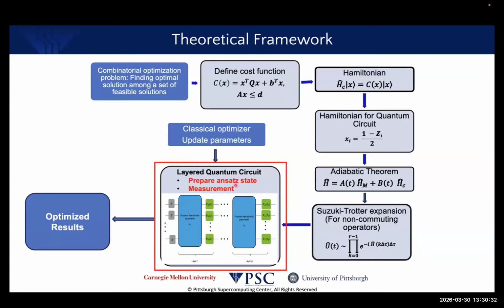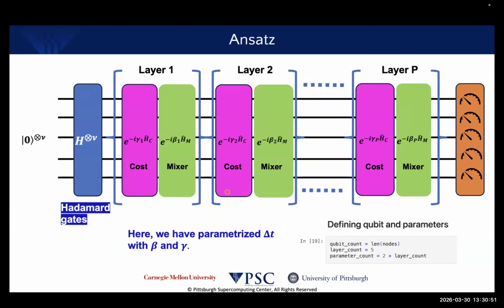Basically in this circuit, we will prepare our N-qubit state, and then we perform the measurement on that state. We will calculate the expectation value of the cost Hamiltonian, compare whether it is in the ground state or not, and then update parameters using a classical optimizer. So this is what it looks like. We start from the initial state with all qubits in the zero state. Then we apply a Hadamard gate to all the qubits to prepare an equal superposition of the zero and one states. This is the initial state, and also the ground state of the mixer Hamiltonian.